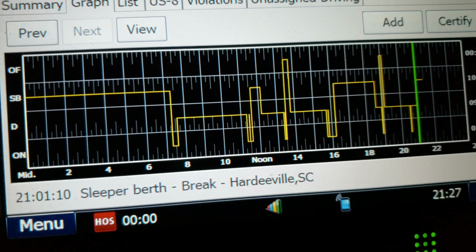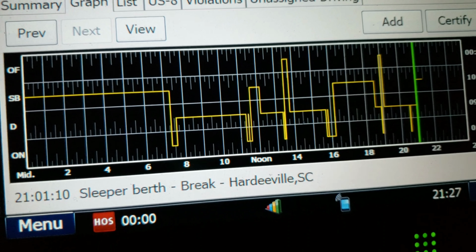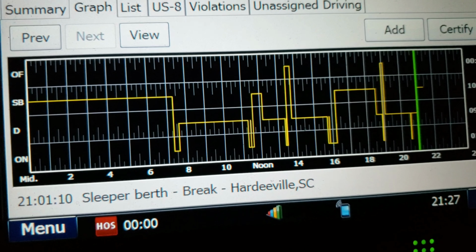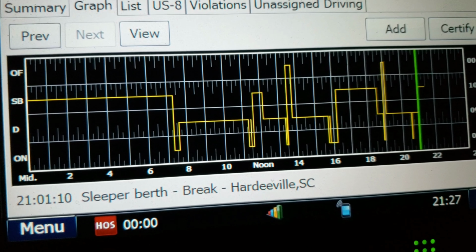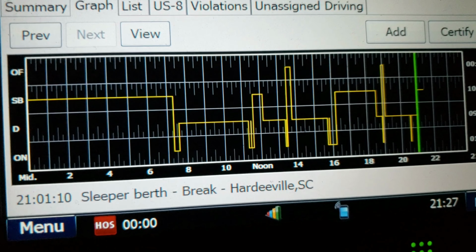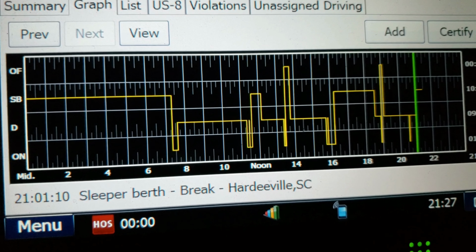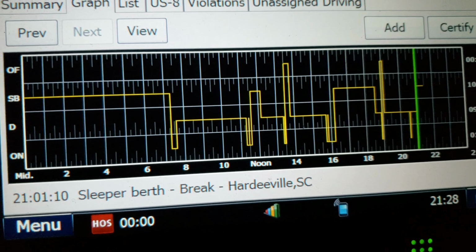So that's just a brief example showing you how I use the 8 and 2 split. It comes in handy. I use it a lot. I don't use it every day, but a couple days a week. I use it when the load need me to do something like that in order to get the load there on time.